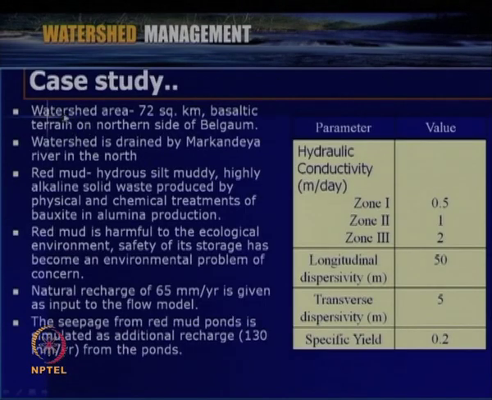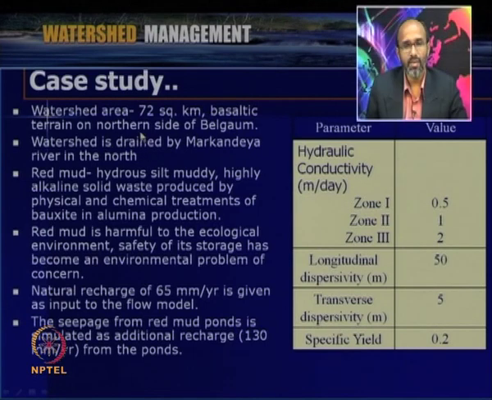So, some of the parameters considered in this study area: the watershed area, the aquifer area, is about 72 square kilometer, and this is basaltic terrain on the northern side of Belgaum, and the watershed is drained by a river called Markandeya river in the north. And here the main source of pollution is red mud, hydrous silt, muddy, highly alkaline solid waste produced by physical and chemical treatments of the bauxite industry in this particular location. So, the main source of pollution is TDS coming from this. Red mud is harmful to the ecological environment, and the safety of its storage has become an environmental problem. The natural recharge in this area is 65 millimeter per year as estimated by the National Geophysical Research Institute, NGRI.